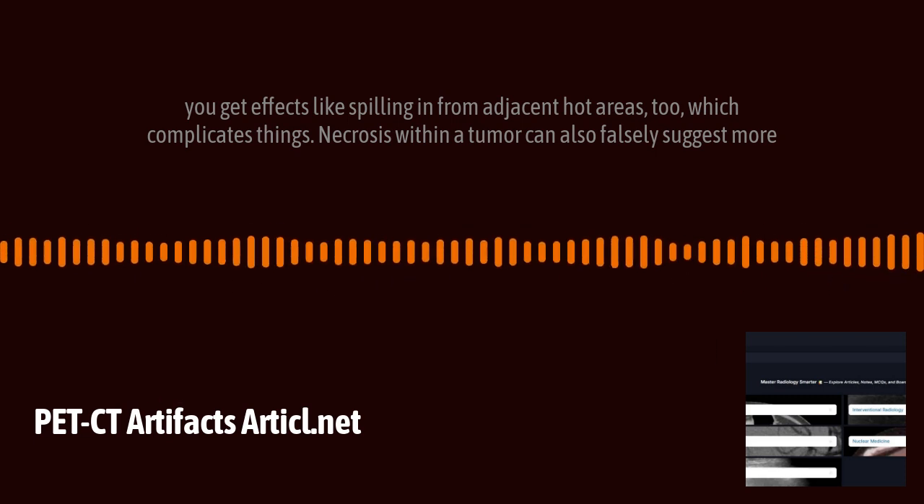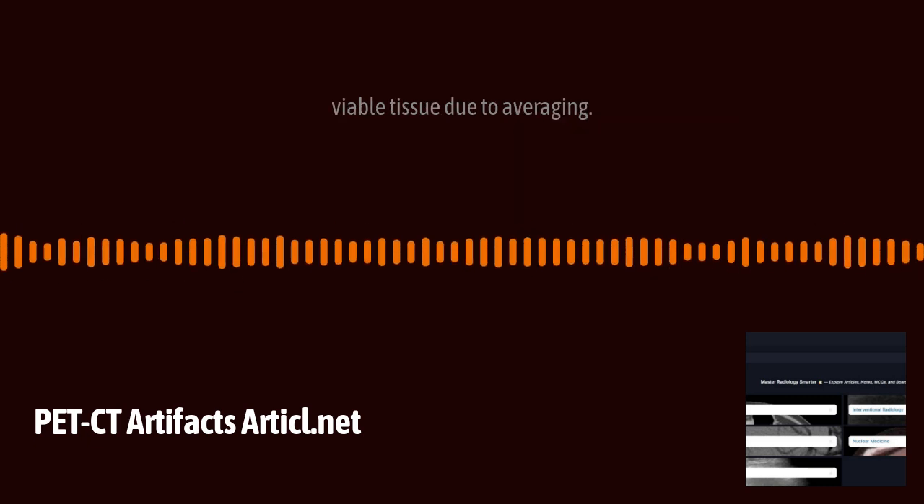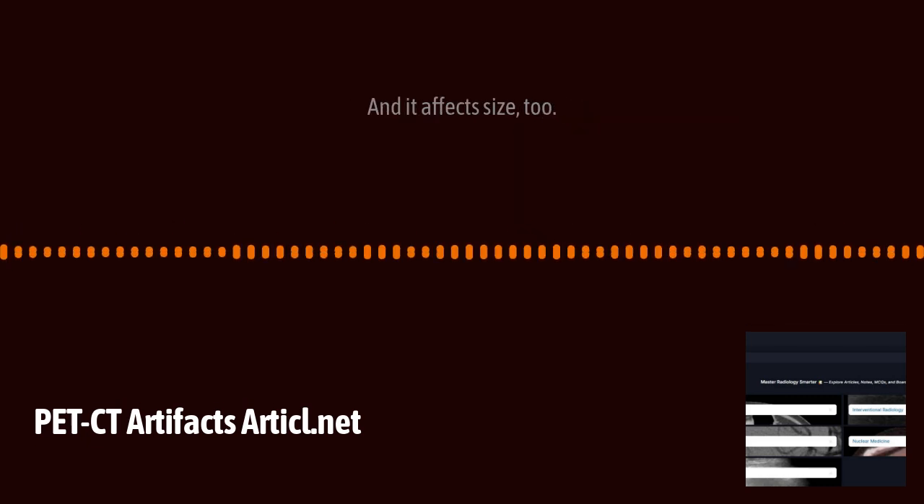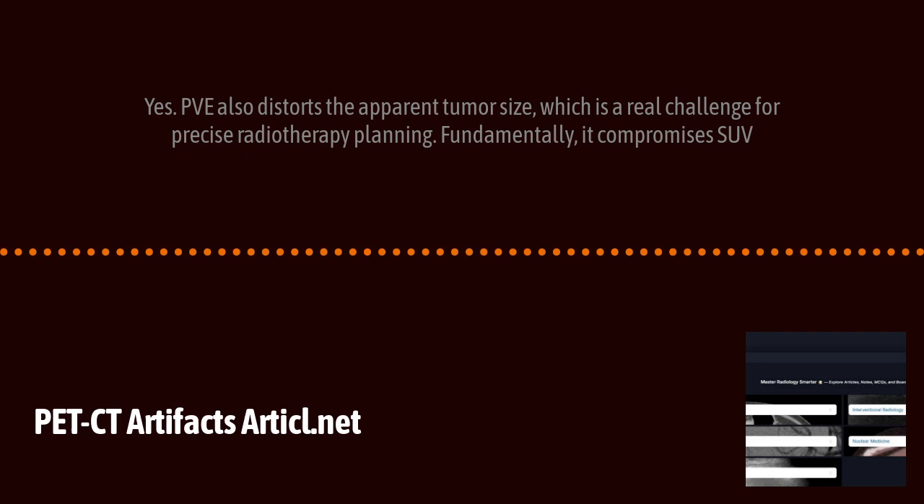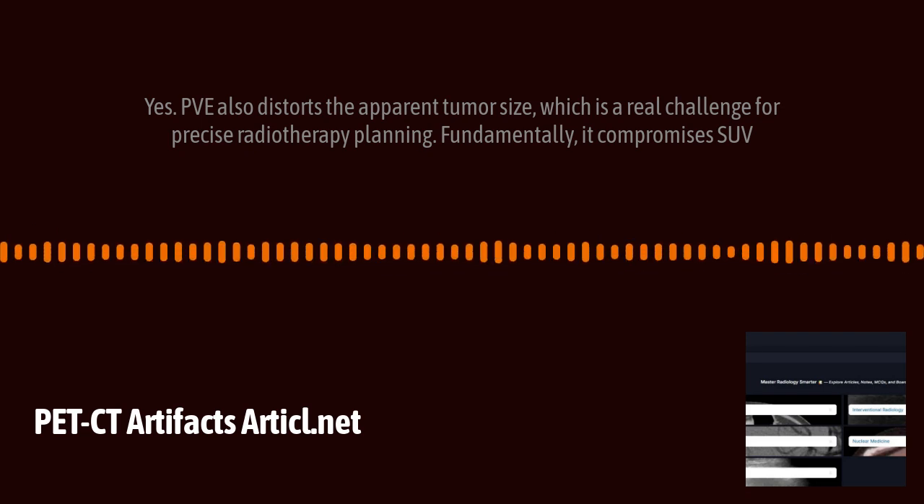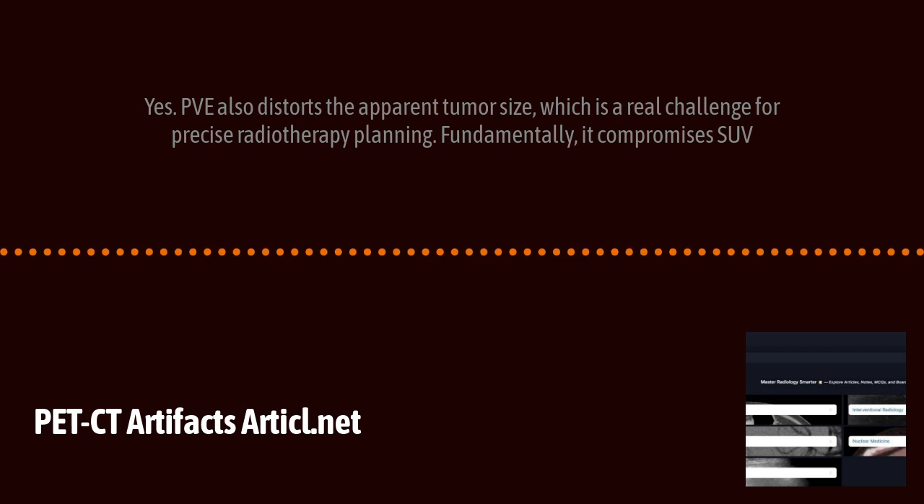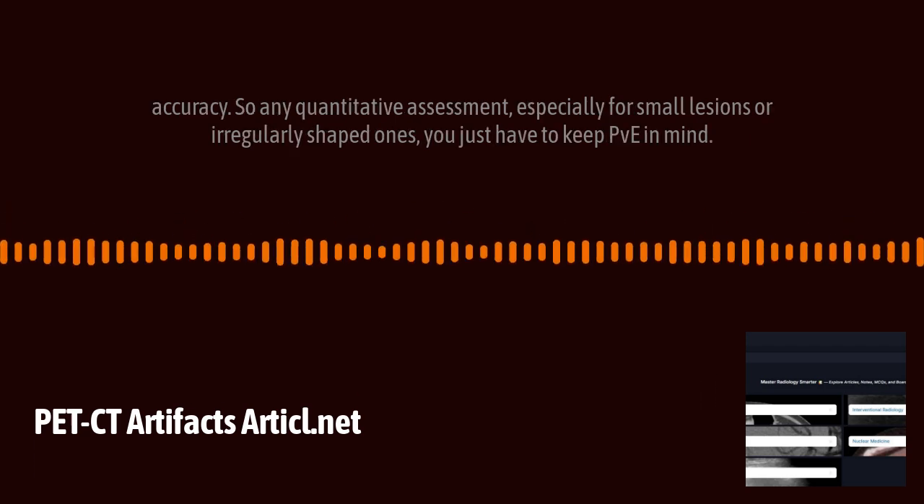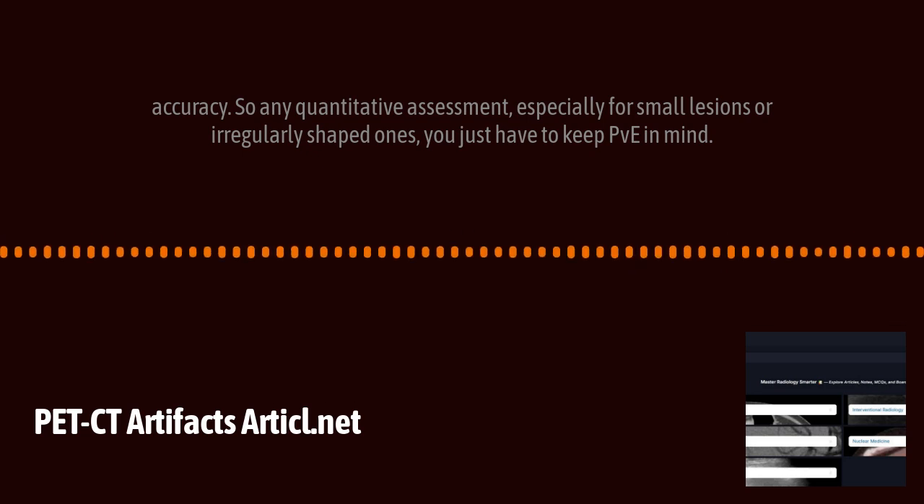Necrosis within a tumor can also falsely suggest more viable tissue due to averaging. And it affects size, too. Yes, PVE also distorts the apparent tumor size, which is a real challenge for precise radiotherapy planning. Fundamentally, it compromises SUV accuracy, so for any quantitative assessment, especially for small lesions or irregularly shaped ones, you just have to keep PVE in mind.